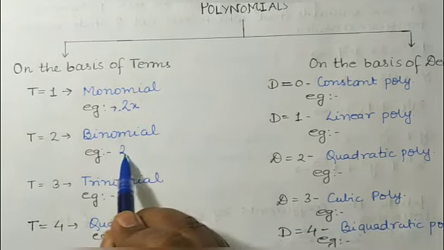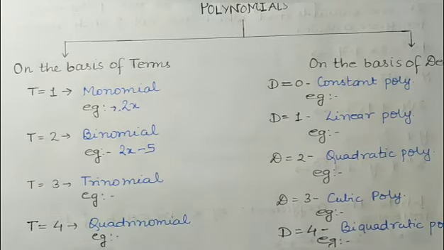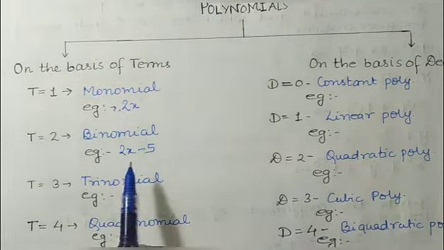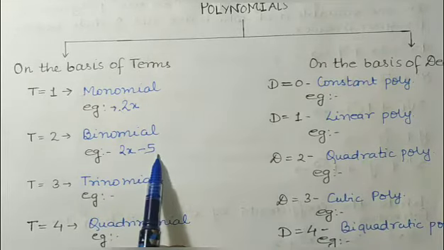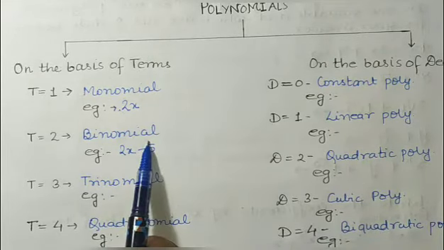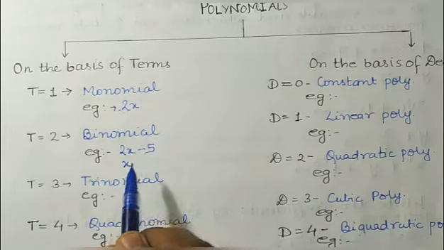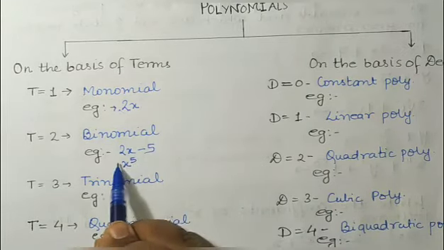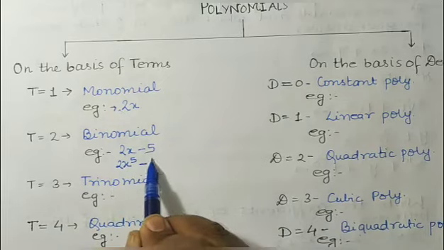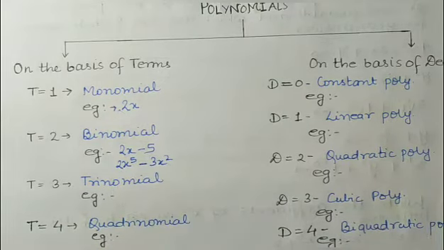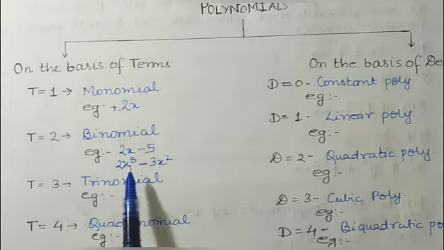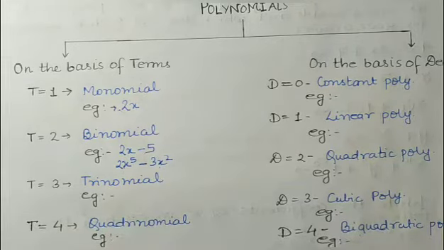Like if we write 2x minus 5, here two terms are there, so it will be known as binomial. One more example: 2x to the power 5 minus 3x square. It will also be binomial because it is having two terms.